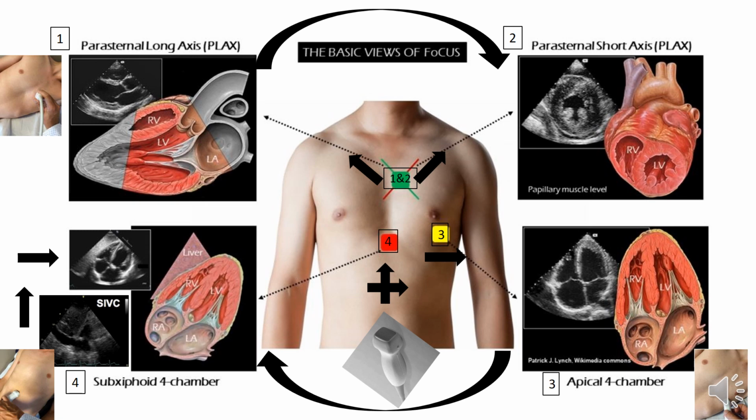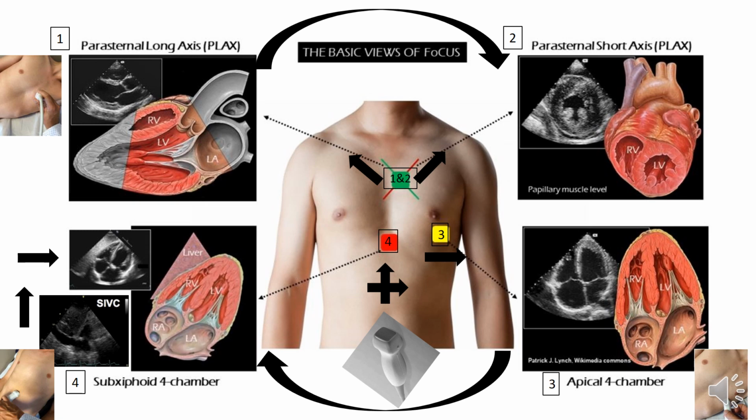The next position will be in the subcostal area with the knob of the probe directed laterally at 3 o'clock. You will get a view similar to the apical 4-chamber view with the liver seen on the left side. When we turn the probe towards 12 o'clock, or vertical, we will get the inferior vena cava.